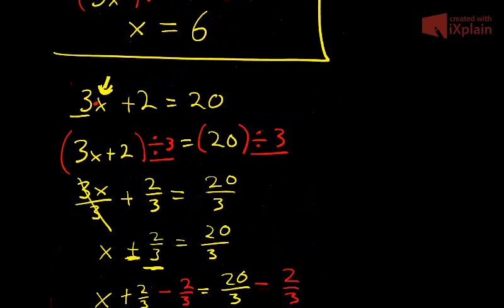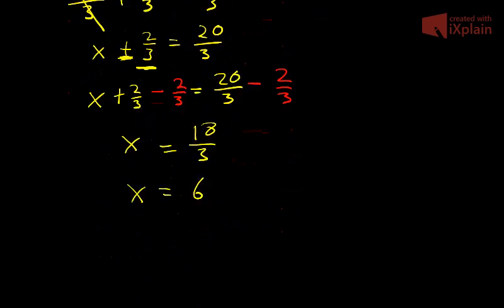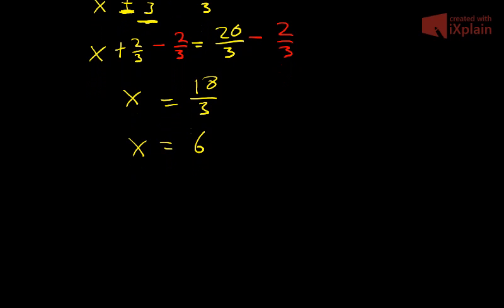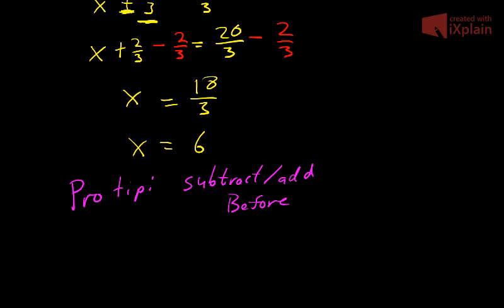So the question is, what was the difference? And the difference is in the second one, I did the multiplication before I did the addition. In the first one, I did the addition before the multiplication. So you don't have to do this, but a pro tip is that I would always subtract or add before multiplying and dividing.